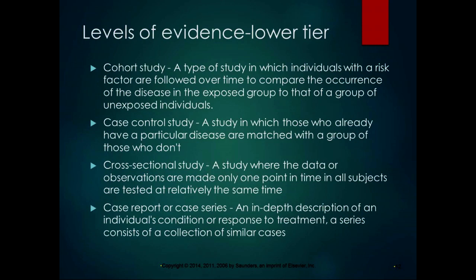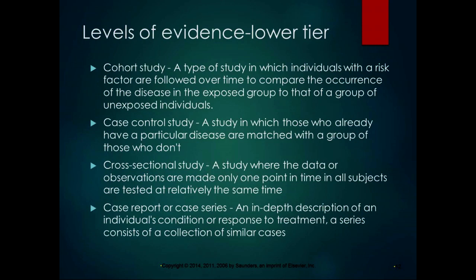A cohort study, it's a type of longitudinal observational study in which individuals with a risk factor or exposure are followed over time to compare the occurrence of a disease in the exposed group to the group of unexposed individuals. And exposed just might be that they have a factor that predisposes them to the disease. The measure of association between exposure and disease in cohort studies is the relative risk, meaning the ratio of the incidence rate of exposed individuals to that of the controls. So it just tells you if you have this factor or exposure, whether or not you're more of a risk for developing the disease than unexposed individuals.